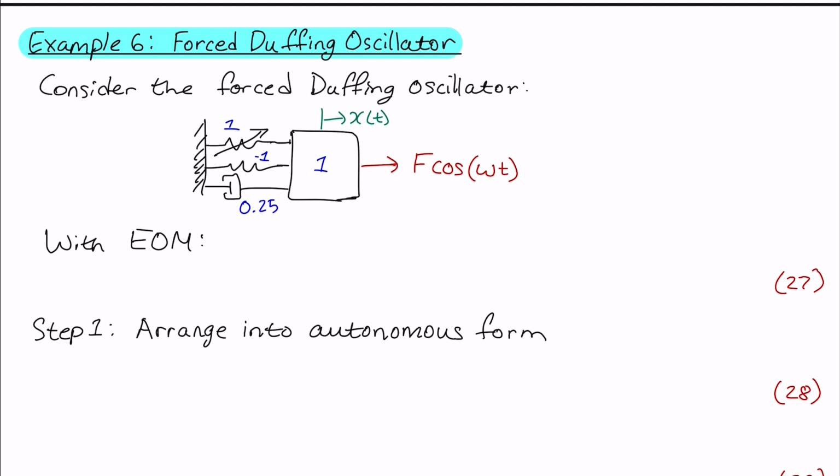And it is excited with some force F times cosine. That F could be varied, although we'll only look at a single value in here. However, you can then change the value of F and look at how the Poincare maps evolve.